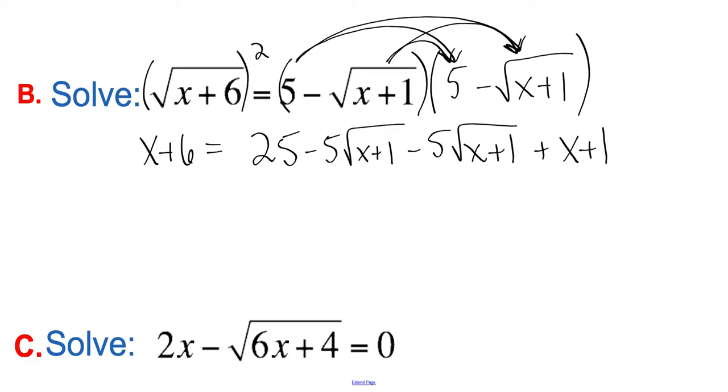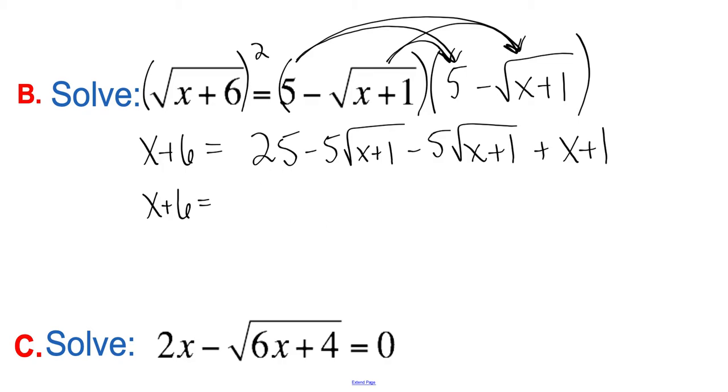Now again, the process is exactly the same as the last one. Combine like terms, isolate the radical, square both sides, go from there. Okay? So you should be able to finish this one out. So try to jump ahead of me if you can. So on the left, we have x plus 6 again. On the right, that 25, let's look for another like term.